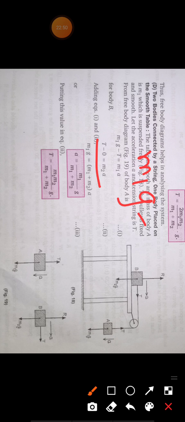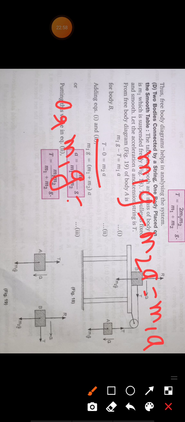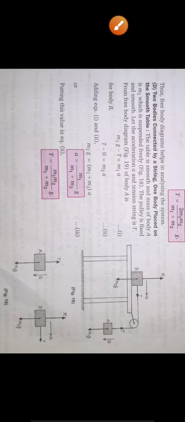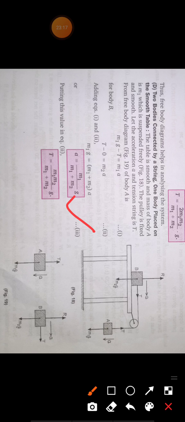So M1G minus the value of T, M2A, is equal to M1A. Or M1G is equal to M1A plus M2A. Take A common, so M1G is equal to A into M1 plus M2. Cross multiply, and you will get A is equal to M1G divided by M1 plus M2. Now put the value of A in the second equation. T is equal to M2 into the value of A, which is M1G divided by M1 plus M2. You will get this equation.